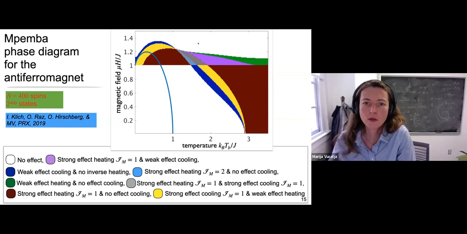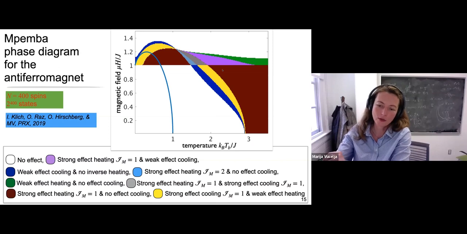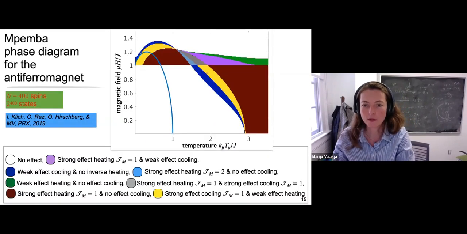And wherever it's white, I do not have, for that particular dynamic, any surprises. There's no Mpemba effect. But where it isn't white, this zoo of colors tells me what kind of shortcut to equilibrium I have. Do I have it in cooling? Do I have it in heating? Do I have it in such a way that the relaxation time jumps, or I don't? That would mean whether I have the weak Mpemba effect or the strong Mpemba effect. And for different dynamics, I would get a different picture.